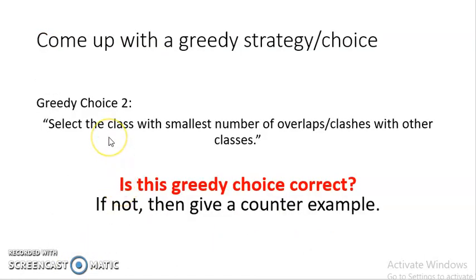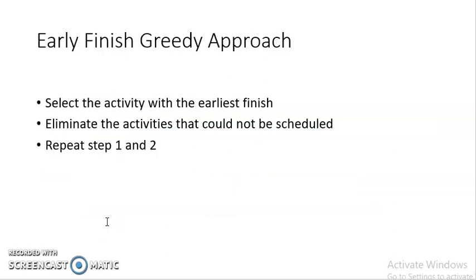This is a second greedy choice. Select the class with the smallest number of overlaps or clashes with other classes. Now this is your homework. You have to check on your own if it's correct or not. And if it's not correct, you have to give a counter example like we did for the previous greedy choice. Okay, let's move on to the actual solution of this problem.